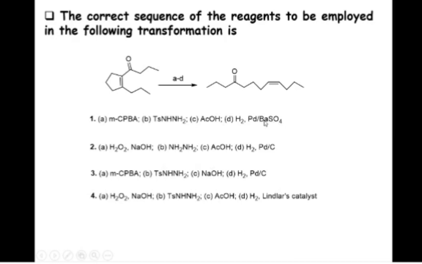And the last option, D option, hydrogen, palladium on barium sulfate. This Lindlar catalyst, again the same, hydrogen, palladium on barium sulfate or barium carbonate is used. So either option 1 or option 4. Now, the last thing is the same. C condition is the same. B condition is the same. Just we have to see about the A condition.